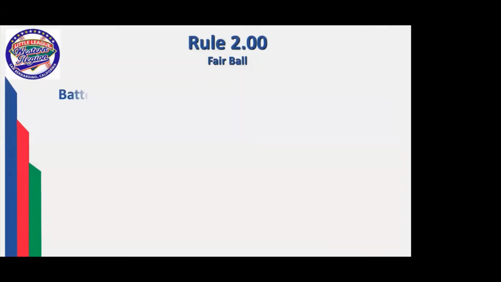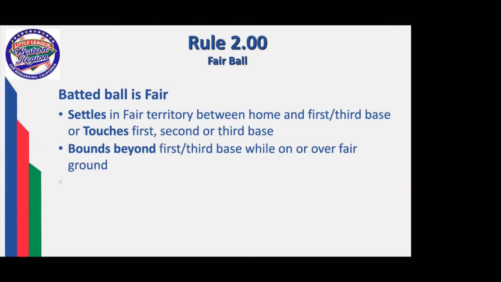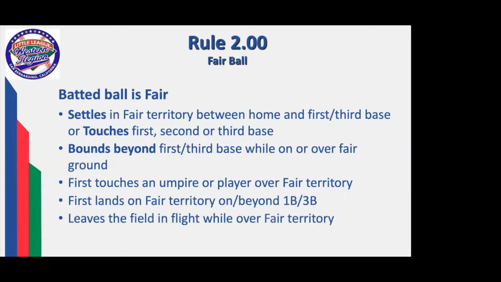Fair ball. Any one of these 5 conditions determines a fair ball. If the ball stops, settles between home and first or home and third, or it touches first, second, or third base, it's a fair ball. If it's a bounding ball and it goes past first or third base in or on fair territory, that's going to be a fair ball.